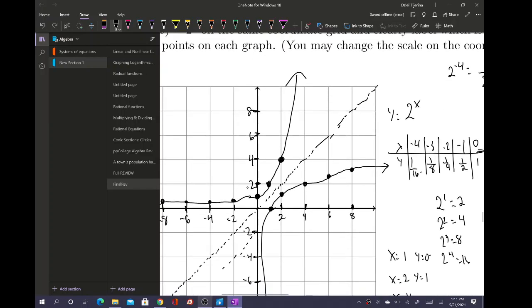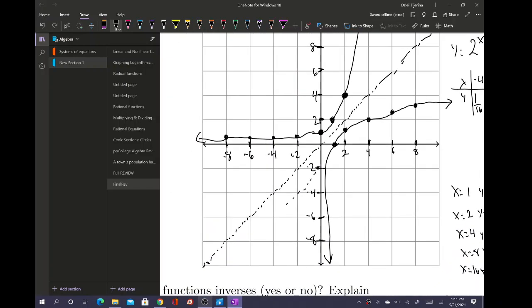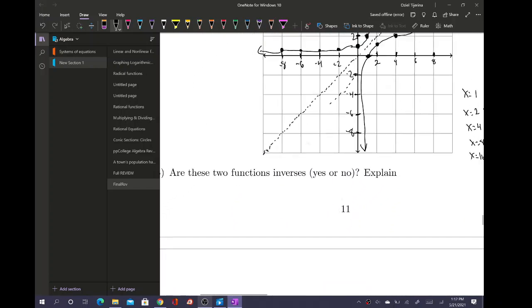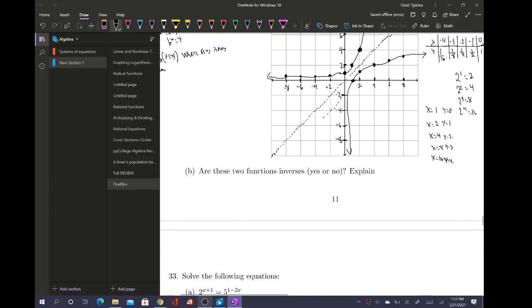And this is the reflection across the line y equals x. This is how we know it's an inverse. You see how there's a reflection in this point here, and then this point here, and then here, and then here, and then here. And the curve just has a whole reflection of itself, right? Across the line y equals x.